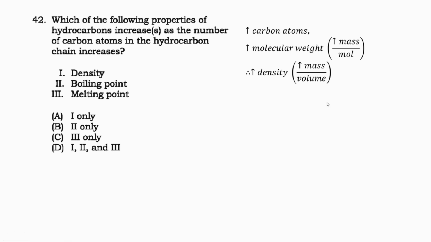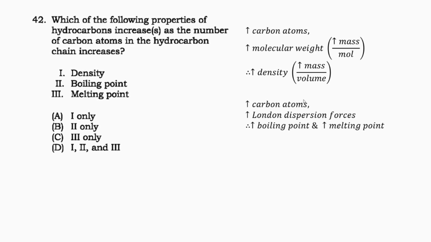Next naman, yung boiling point and melting point natin. Ang mangyayari, pag tinaasan mo yung number of carbon atoms, mas dadami yung London dispersion forces involved sa CH bonds natin. Therefore, tataas yung boiling point and melting point natin. So, ang sagot natin sa problem number 42 ay D, 1, 2, and 3.